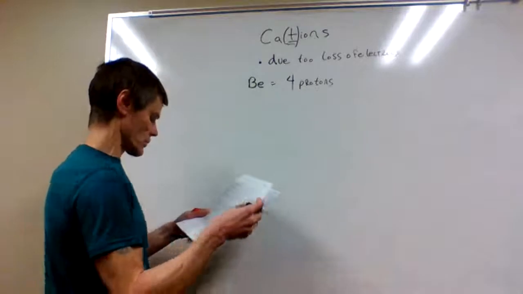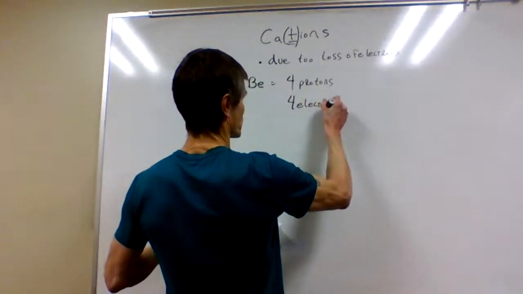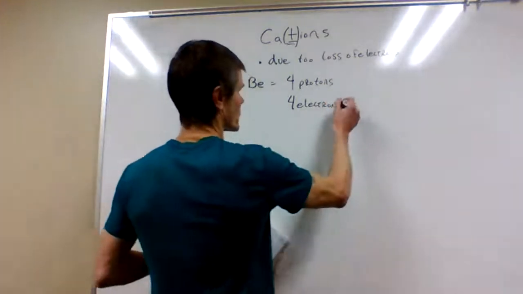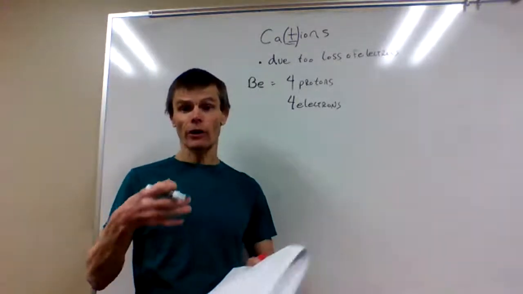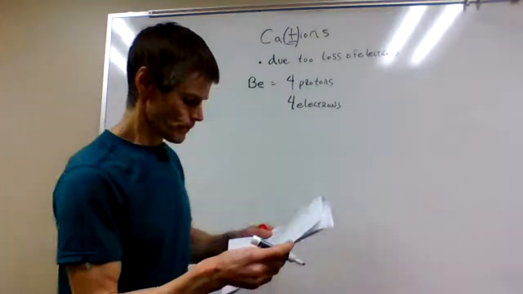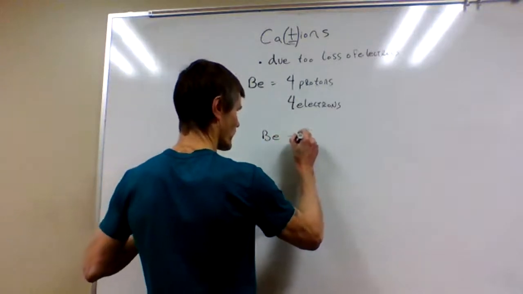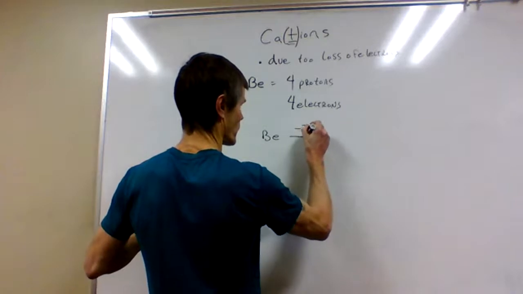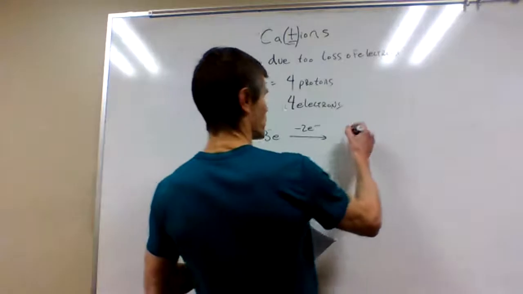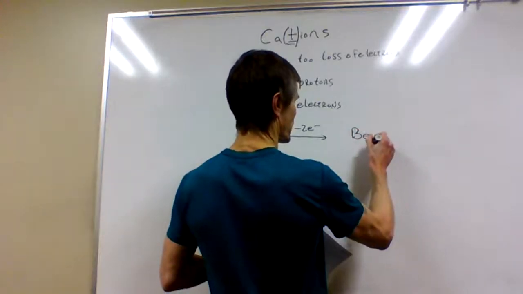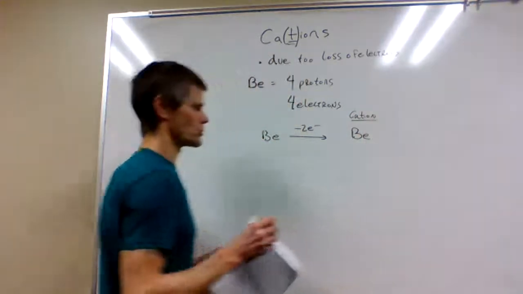It has 4 electrons. Now, beryllium is an atom that can undergo a loss of electrons. Beryllium might lose 2 electrons. Okay, we end up with a particle, the beryllium cation. Cations are positively charged particles.